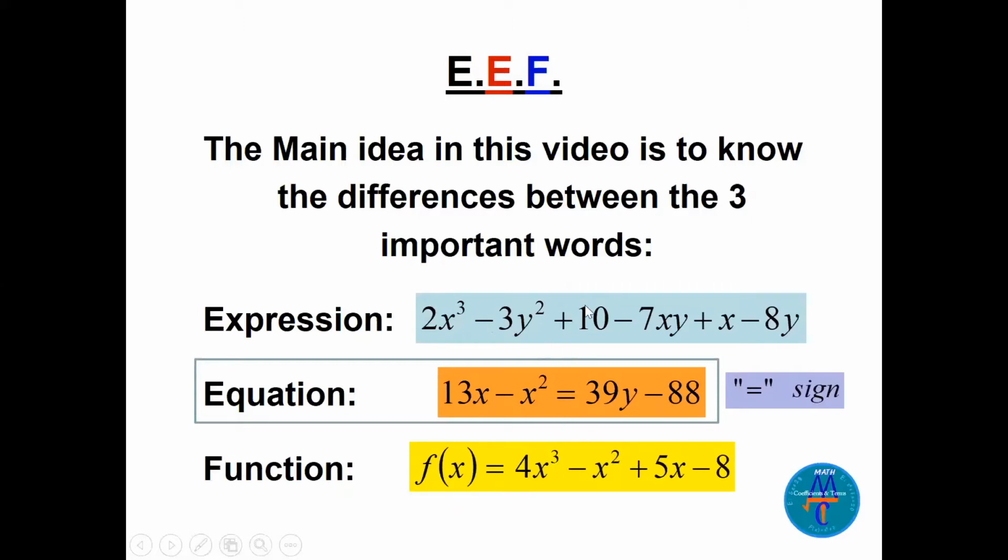See this one, it has no equal sign. The expressions have no equal sign. This is like a statement. In the equation, we should have some kind of equal sign with two parts, on the right and on the left. And then the function is f of x. This is like y, and we have an equation also inside the function.